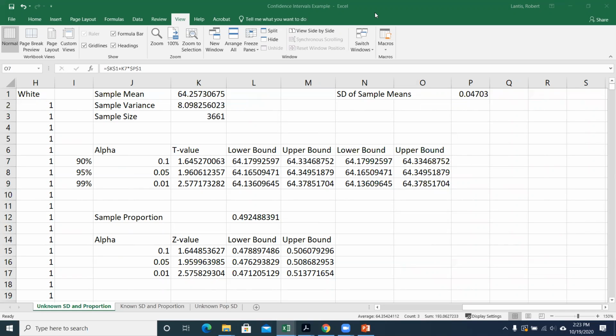All right. So one thing that's nice about this is, notice how narrow my upper and lower bound are here. Like with 99% certainty, I can tell you the true average female height is in between what?